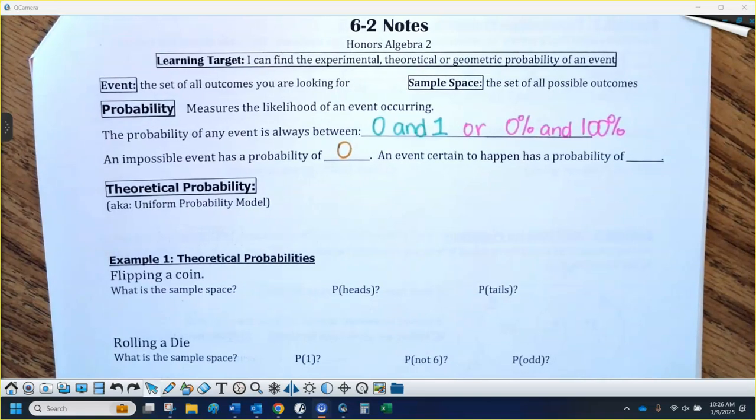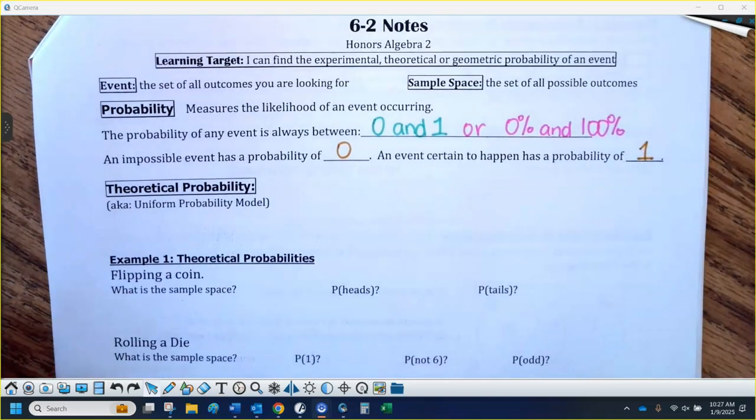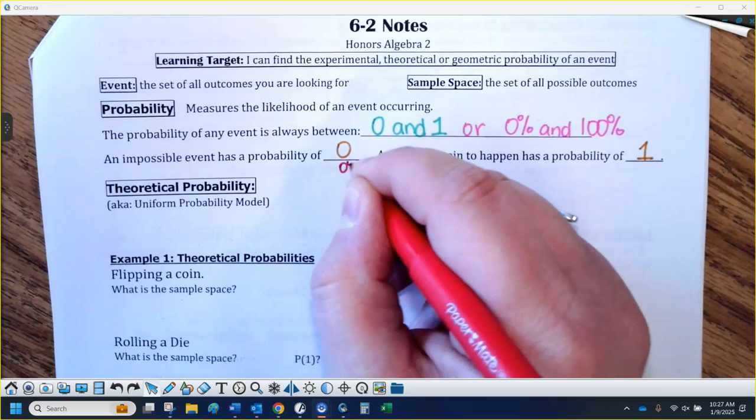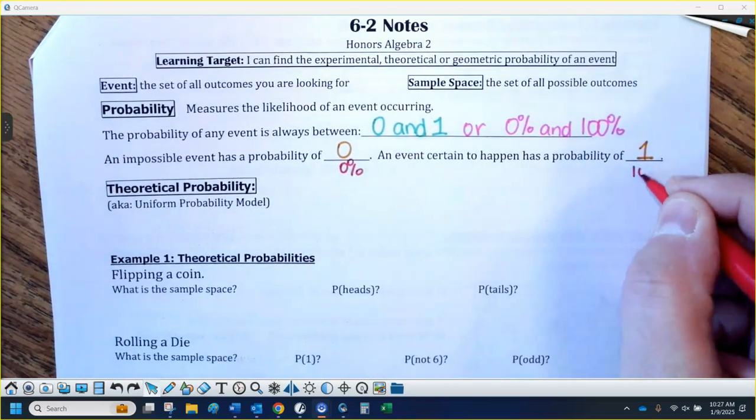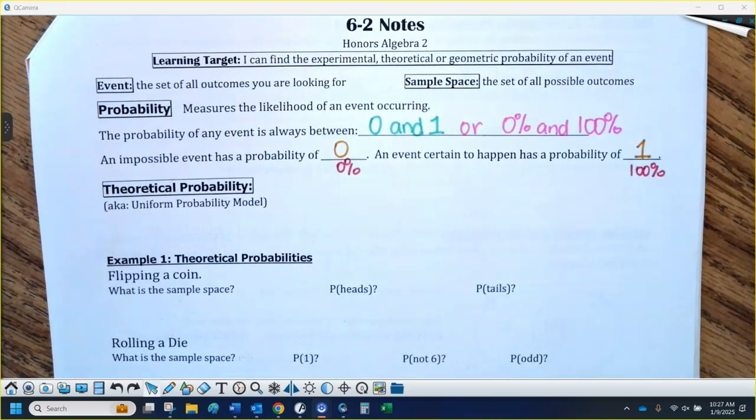If an event is certain to happen, so again, let's say I rolled a die and I said, what's the probability I roll 1, 2, 3, 4, 5, or 6? One of those has to happen. So the probability of something that has to happen is 1. For either one of those, as a percent, this one would be 0%, and this one would be 100%.